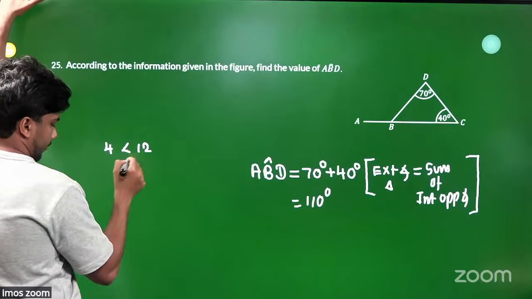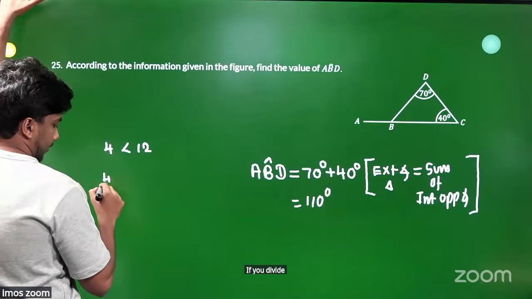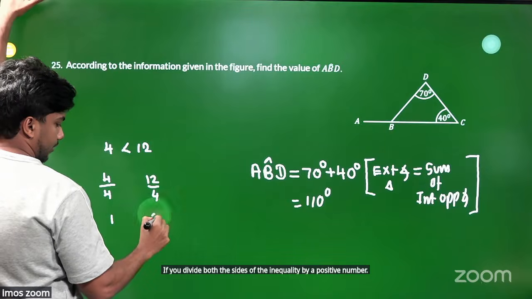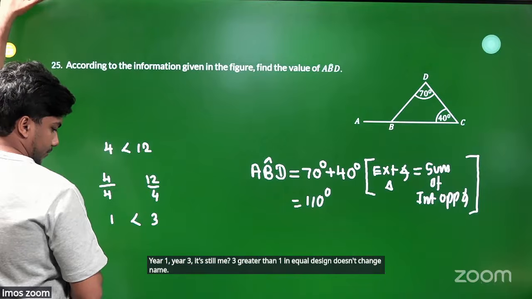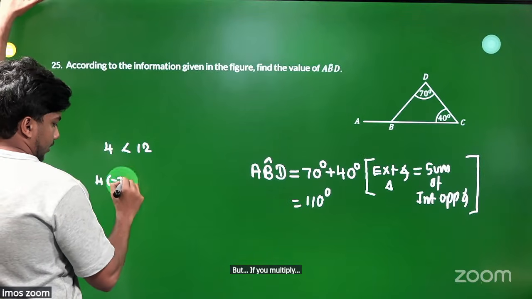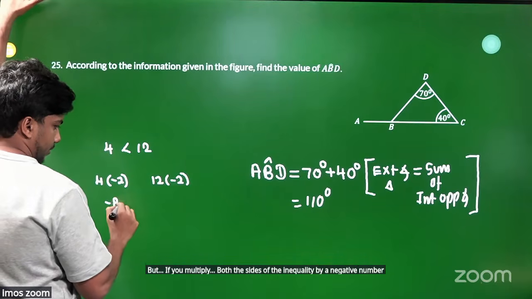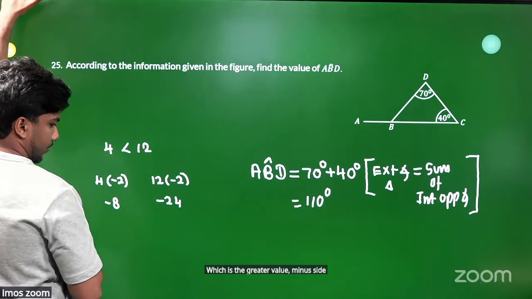And 12 is greater than 4. If you divide both sides of the inequality by a positive number, here 1, here 3, still 3 is greater than 1. The inequality sign doesn't change. But if you multiply both sides of the inequality by a negative number, here -8, here -24, which is the greater value? -8 or -24?